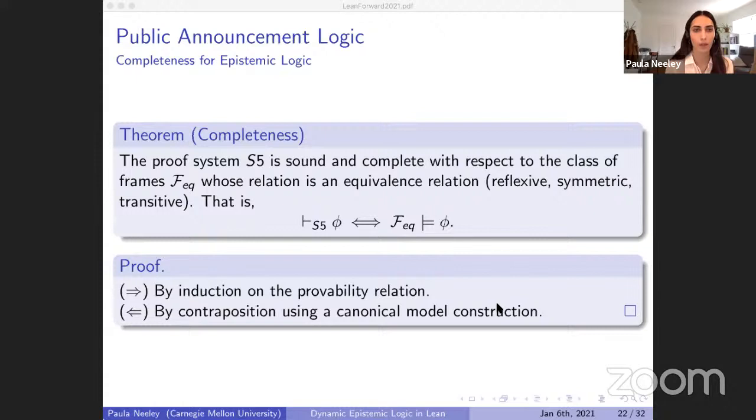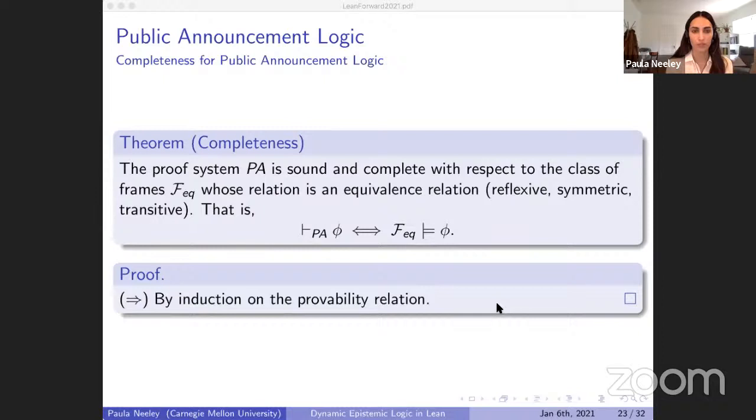For PA, it turns out that the proof system PA is sound and complete with respect to the exact same class. So this is a little strange because PA had all those extra axiom schemas about announcement, right? But public announcement logic, or at least the kind I said before, this version without common knowledge, is actually of special interest to modal logicians for theoretical reasons related to its expressive power.